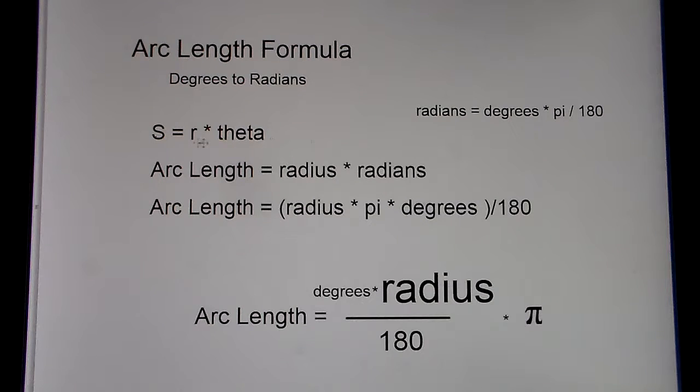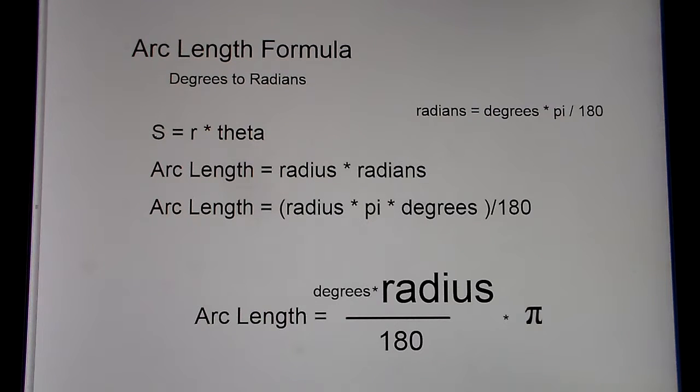Some other formulas you might find online is that S equals R times theta. That's just saying arc length is equal to the radius times theta, and theta represents radians instead of degrees. So arc length is equal to radius times radians. Arc length is equal to radius times pi times degrees divided by 180. That's another way you could write it. I like using this one though. Arc length is equal to degrees times radius divided by 180, and then you put the pi at the end.